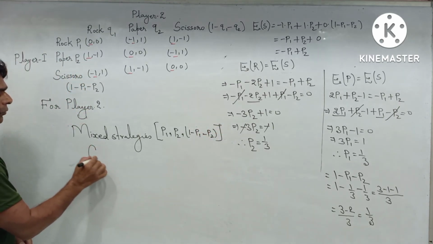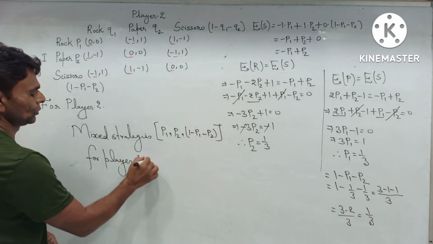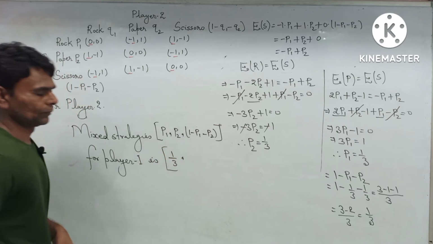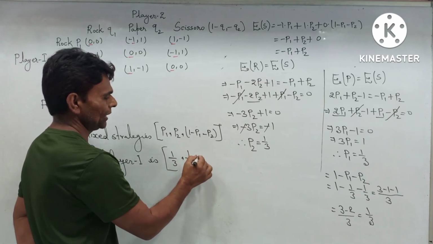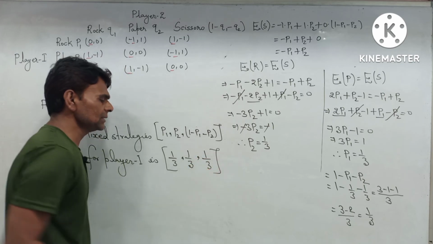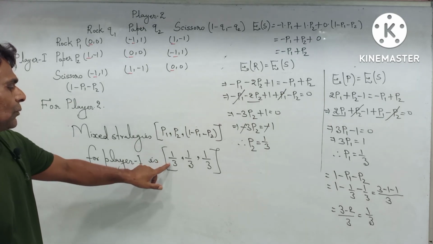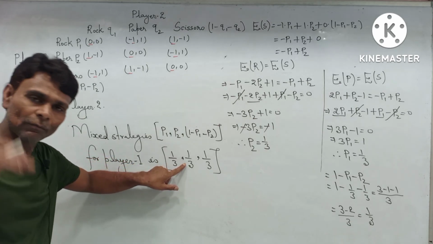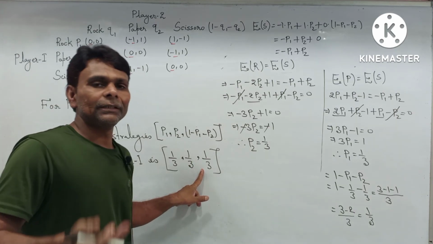for player 1 equals 1 by 3 for P1, 1 by 3 for P2, and 1 minus P1 minus P2 equal to 1 by 3. It means player 1 plays the rock strategy with probability 1 by 3, the paper strategy with probability 1 by 3, and the scissors strategy with probability 1 by 3.